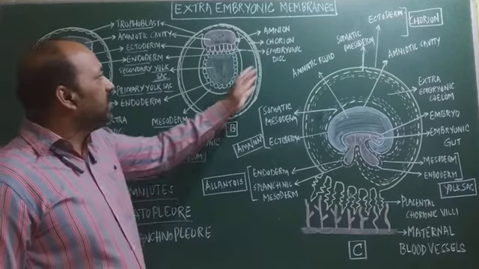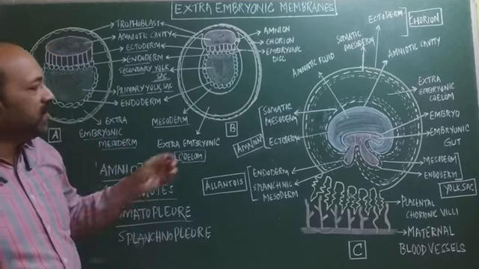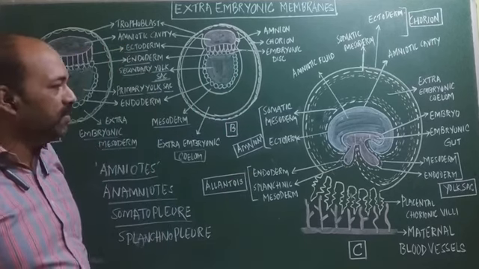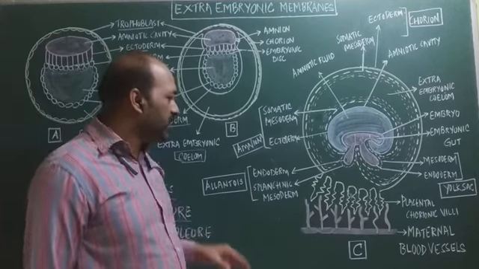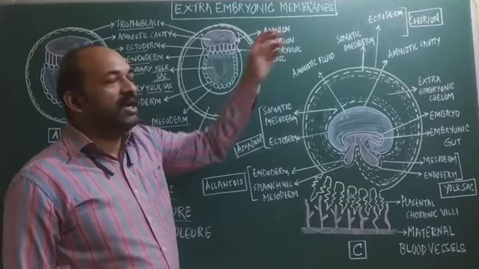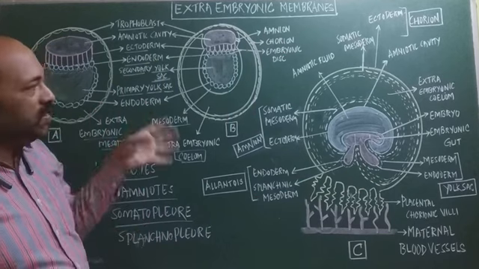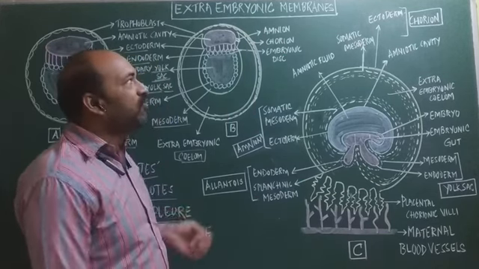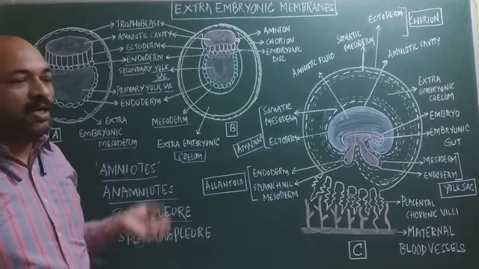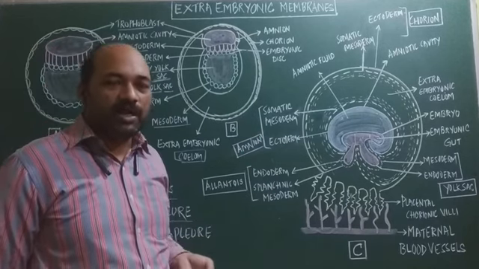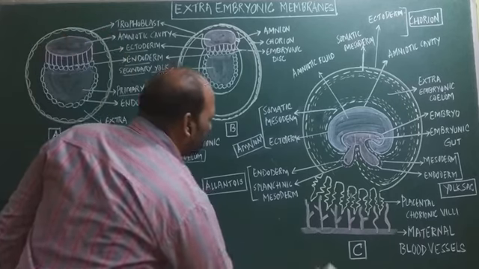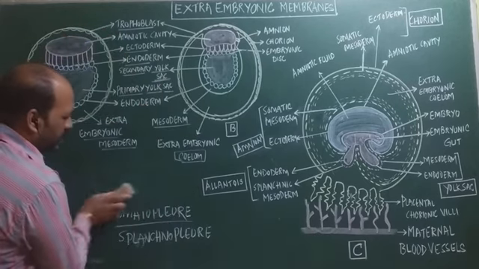Next, in the later stages, what you can find is the formation of the 4 extra embryonic membranes, namely yolk sac, allantois, amnion and chorion. So let us get into the details of these 4 extra embryonic membranes, what their function is and how they are formed. Among the 4, the first one is the yolk sac.